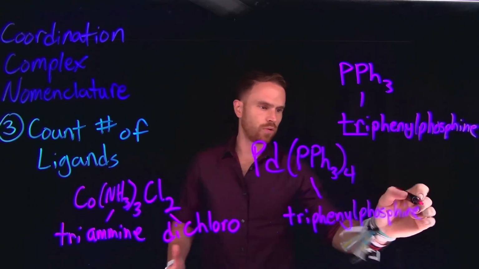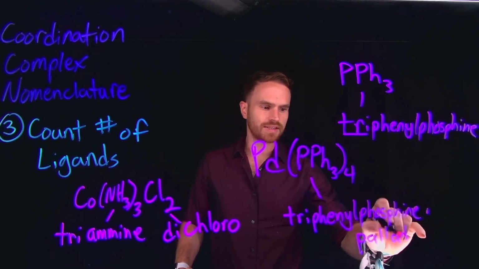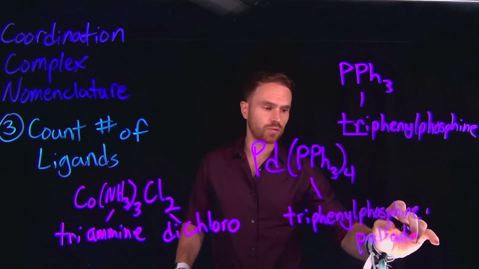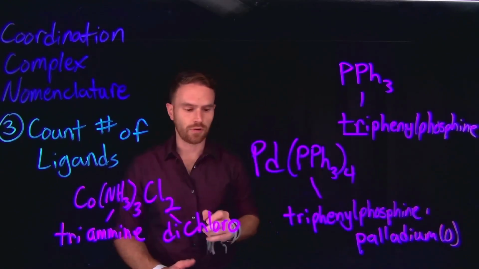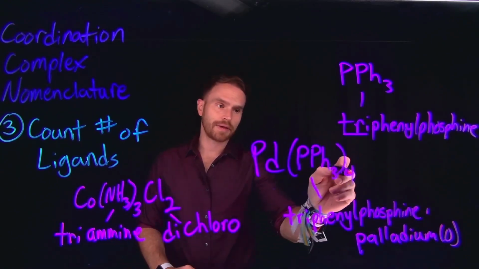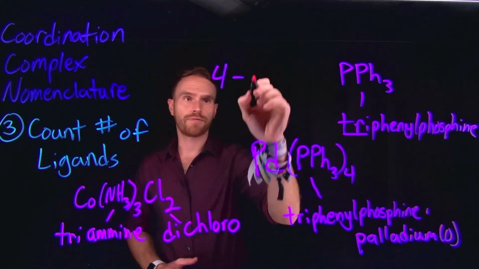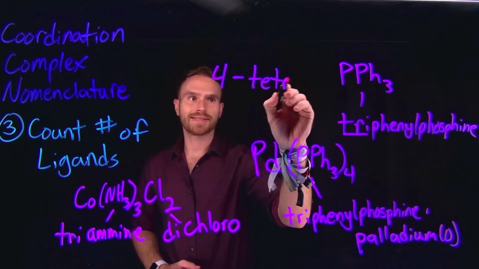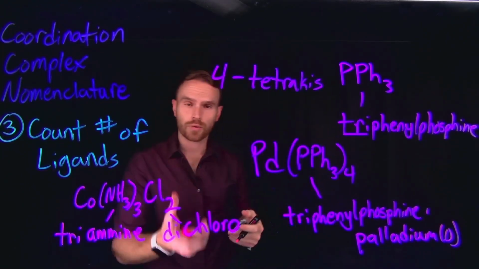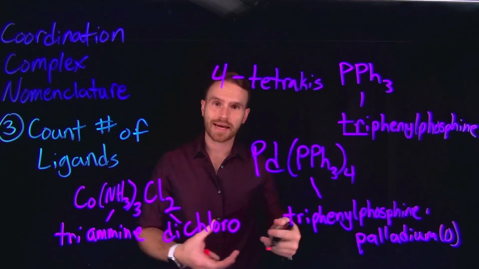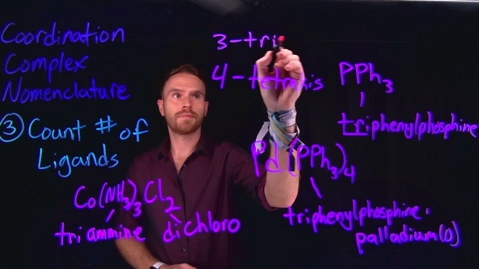And in this example, we'll also go ahead and include the palladium. Because triphenylphosphine is a neutral ligand, palladium doesn't have any charge, so palladium 0. But I need to indicate that there are 4 of these, and the way that you indicate 4 is with the new prefix tetrakis. So the secondary Greek prefix for this is going to be tetrakis. For 3, it is tris.